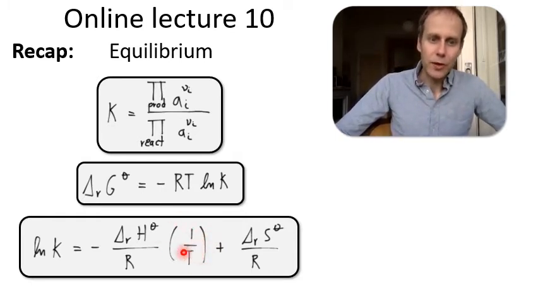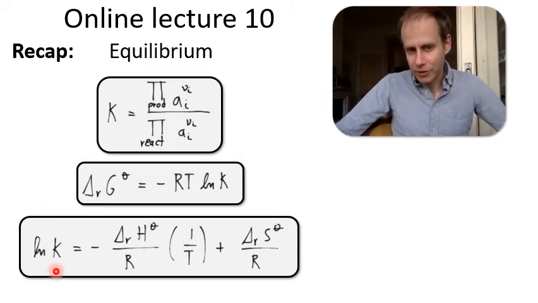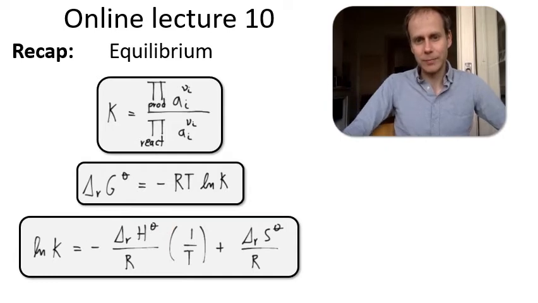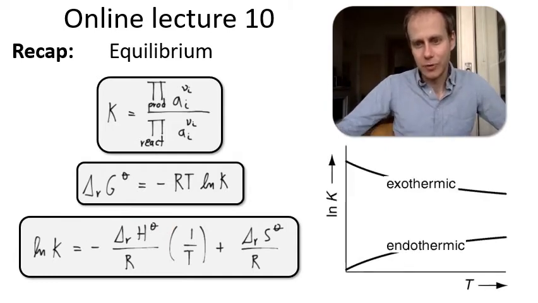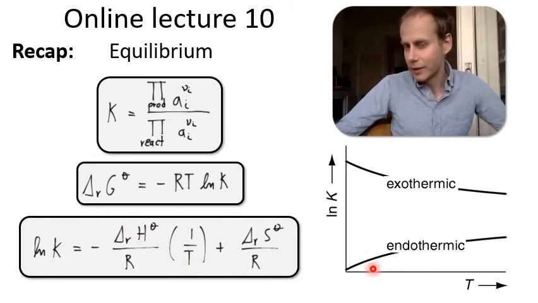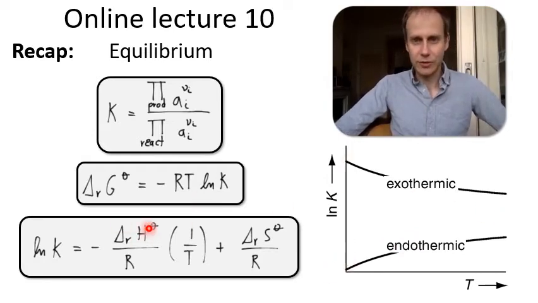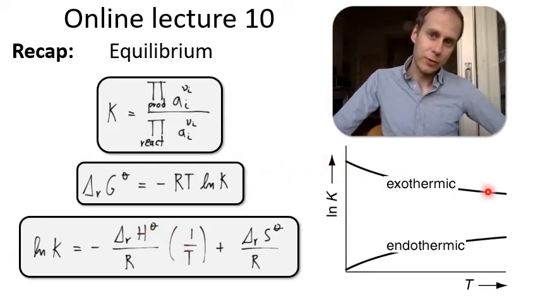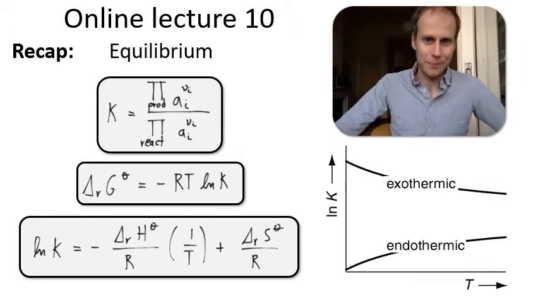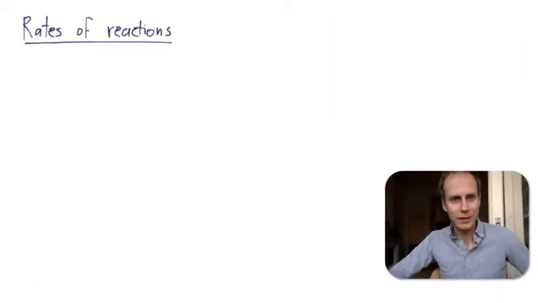Now whether the equilibrium constant increases or decreases with increasing temperature depends on the sign of the enthalpy of reaction. For an endothermic reaction we have a positive delta H. Increasing the temperature increases the equilibrium constant. The equilibrium is shifted to the products. For an exothermic reaction where delta H is negative, increasing the temperature decreases the equilibrium constant. The equilibrium is shifted towards the reactants. So today let's talk about rates of reactions.